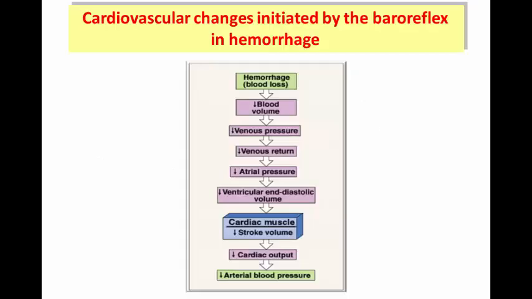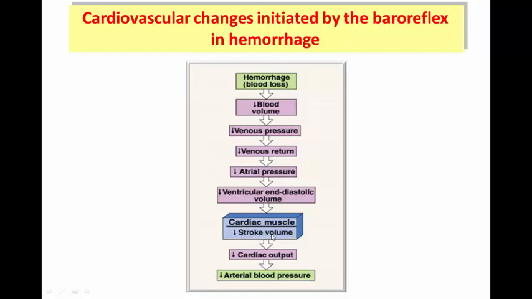Here we have the cardiovascular changes which are initiated by the arterial baroreceptor reflex in hemorrhage, and these cardiovascular changes are important when someone loses blood. So hemorrhage, blood loss, decreases blood volume. When blood volume is decreased, the venous pressure is decreased, the venous return to the left ventricle decreases, so the atrial pressure decreases. The atrial pressure is the force which fills the left ventricle, and thus when this force is decreased, the left ventricular end diastolic volume is decreased, thus the stroke volume is decreased according to the Starling's mechanism.